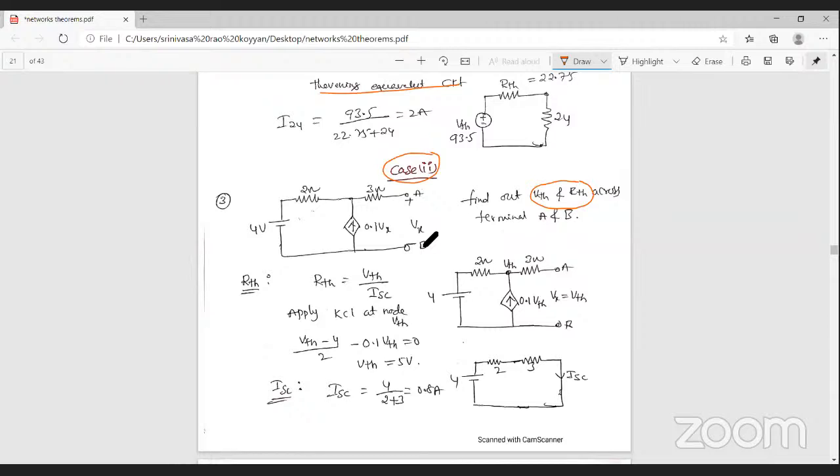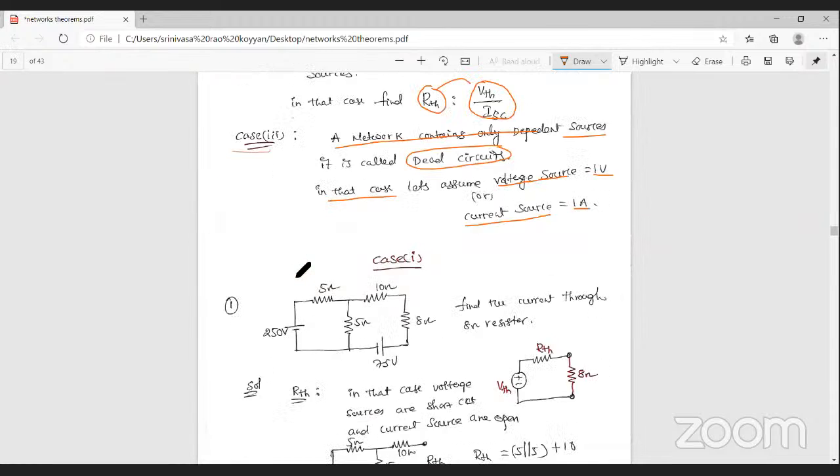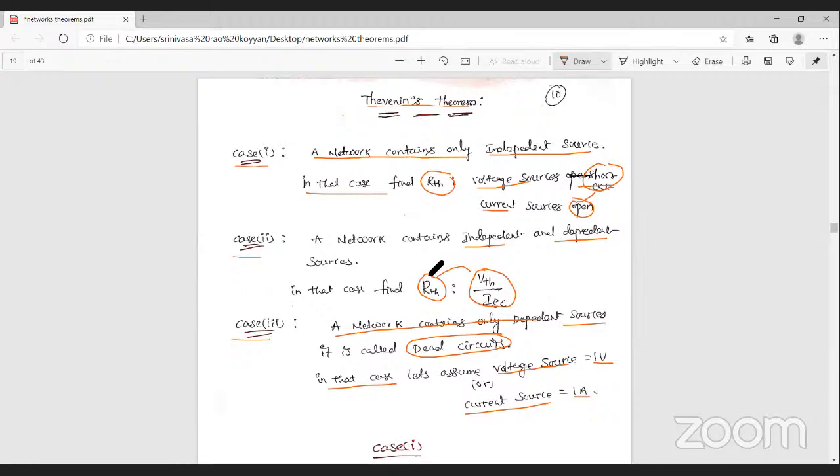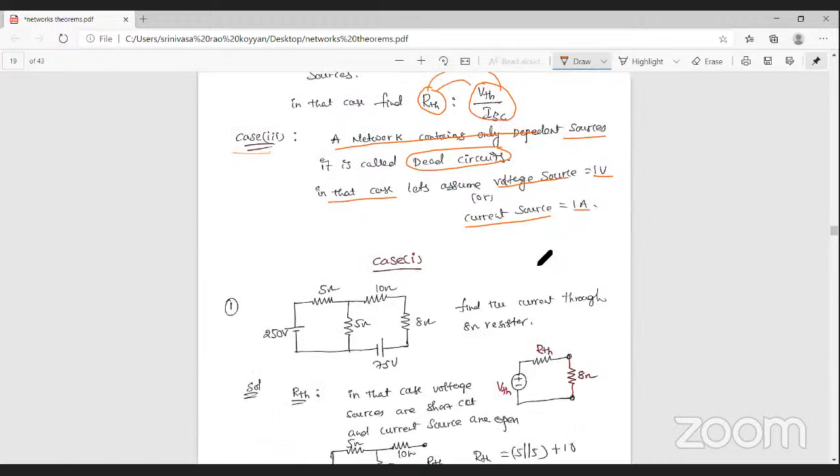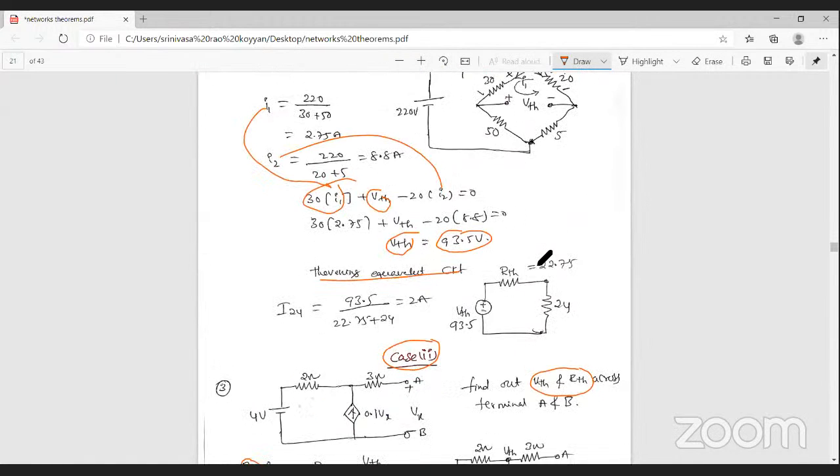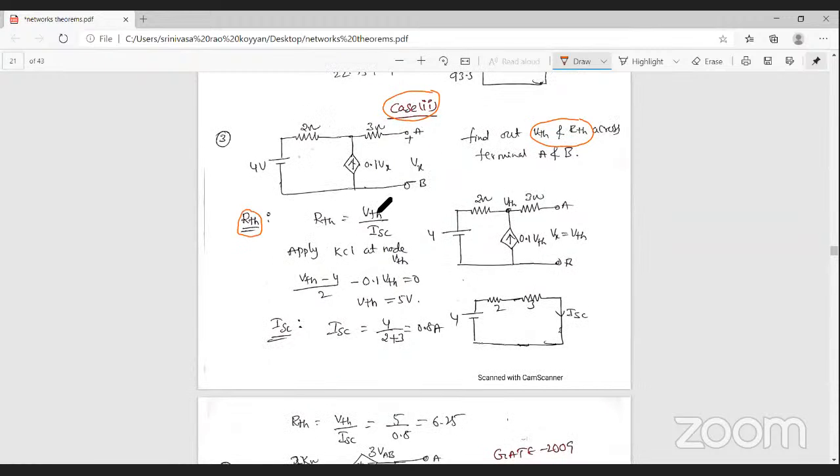The first one, to find out the RTH, that is Thevenin's resistance. According to case 2, the Thevenin's resistance is found as VTH by ISC, that is the Thevenin's voltage by short circuit current across these two terminals. So first, find the Thevenin's voltage across the AB terminals and the short circuit current across the AB terminals.